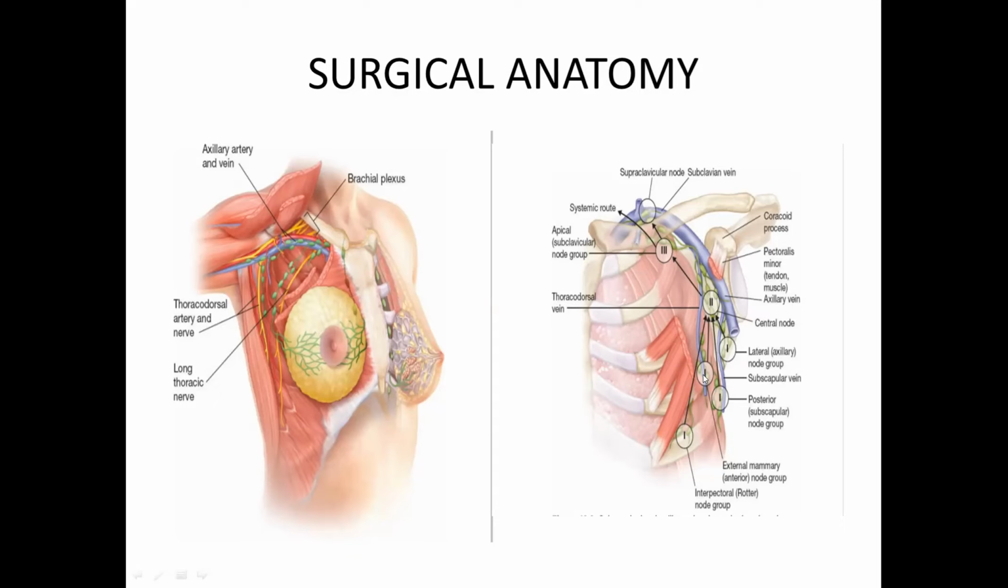The level 1 lymph nodes include the lateral axillary lymph node groups, the posterior subscapular group, as well as the interpectoral group, all of which are level 1, while the central nodes are actually the level 2 lymph nodes. Then the apical are the level 3.